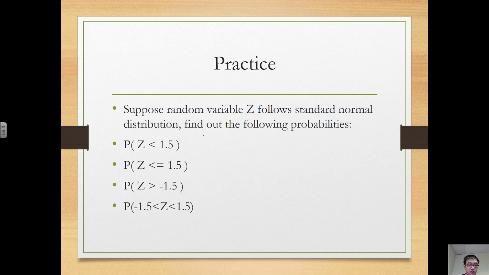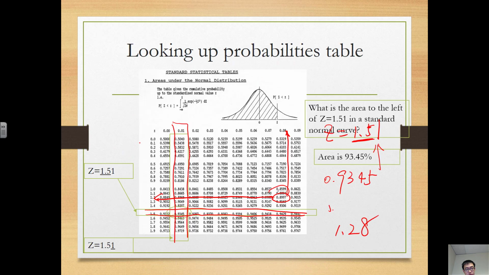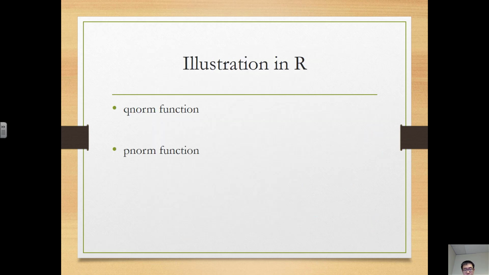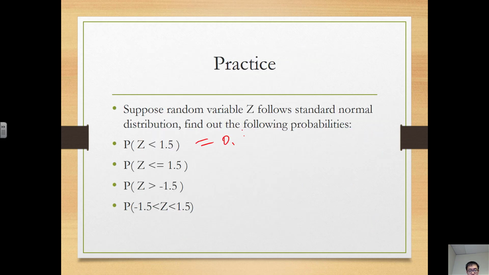Hopefully you figured out the answer. What's the probability that z is smaller than 1.5? Let's do it in the z table first. This is our familiar z table. You just use this row, 1.5, and the second digit is 0, so it's 0.9332. So this is 0.9332.